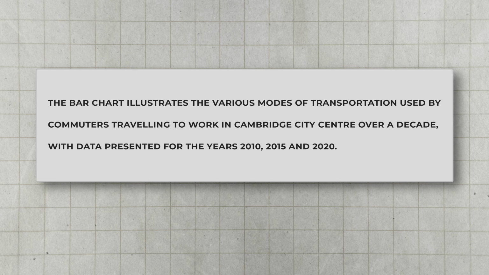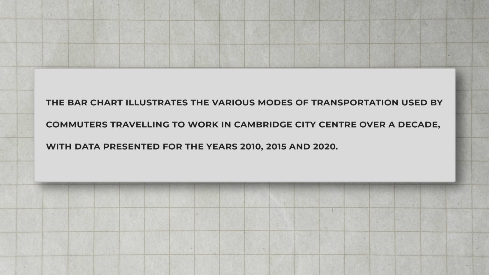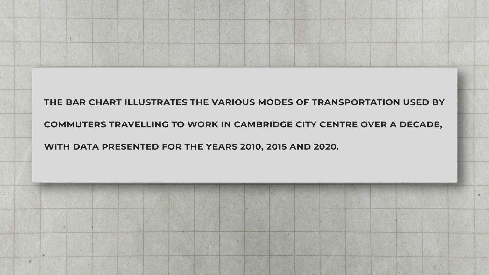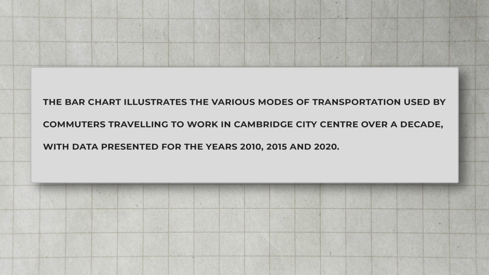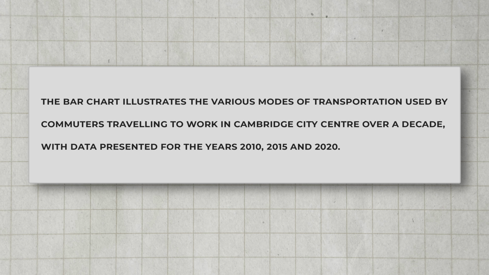Here's how I would paraphrase it. And I guarantee everyone can do this easily. The bar chart illustrates the various modes of transportation used by commuters traveling to work in Cambridge city centre over a decade with data presented for the years 2010, 2015 and 2020.